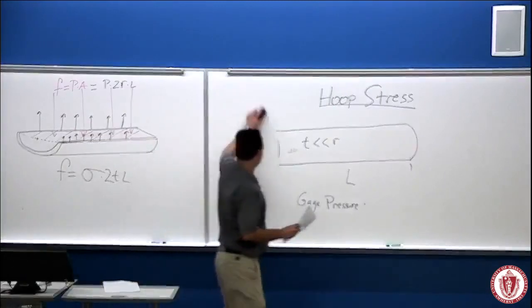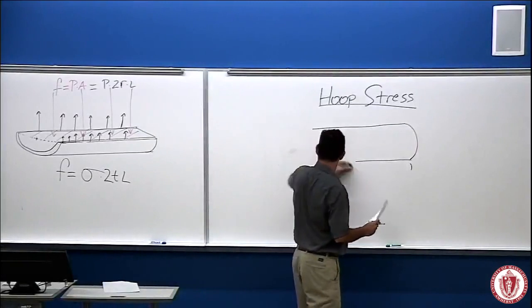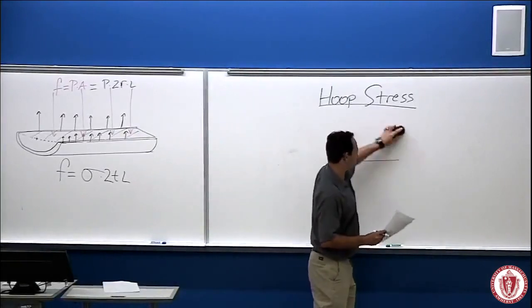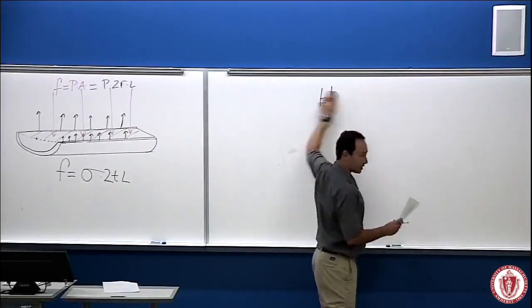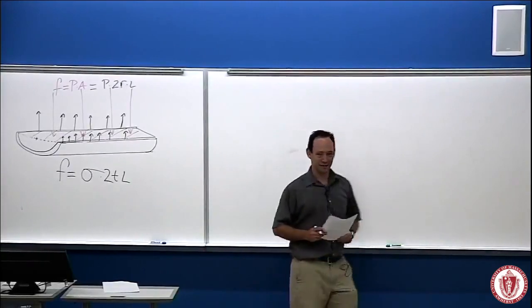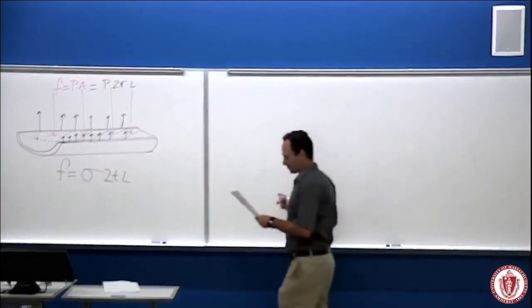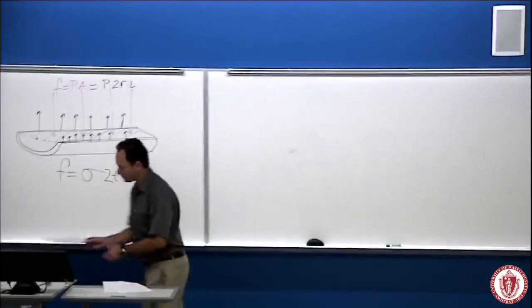Now, this pressure vessel is in static equilibrium. If it's not bursting apart yet, then those two forces are equal and opposite. So let's do that. Let's just set them equal to each other.